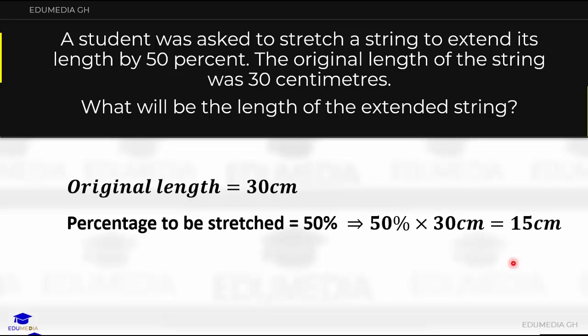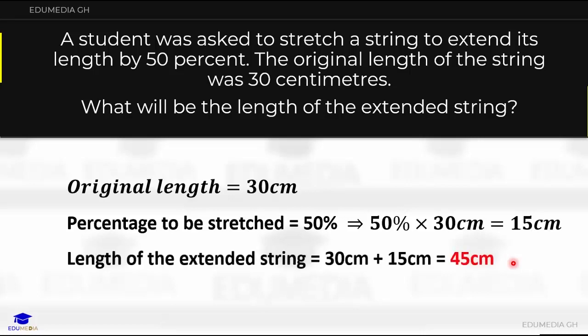So the question said we should find the length of the extended string, because the string has been extended. So what is the new length of the string? That's going to be 30 centimeters plus 15 centimeters, and that gives us 45 centimeters here.